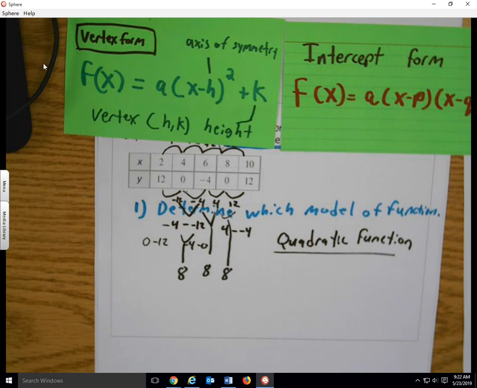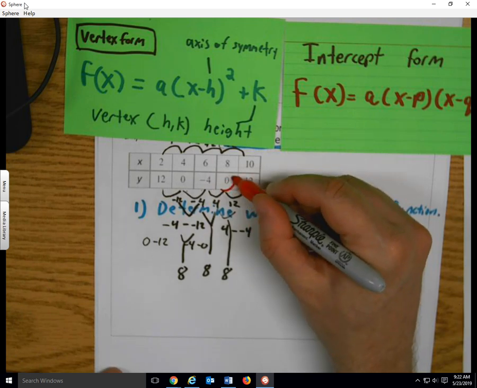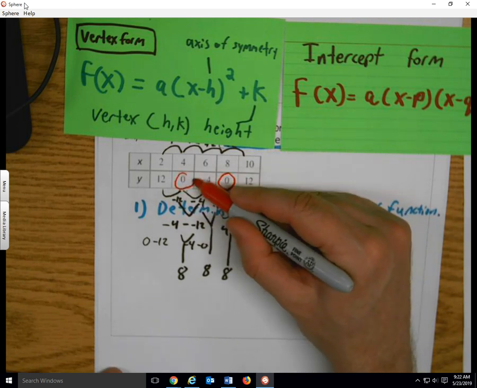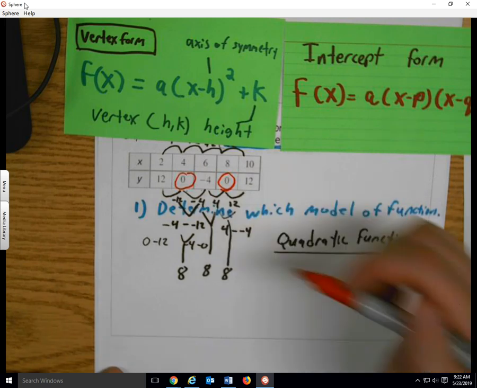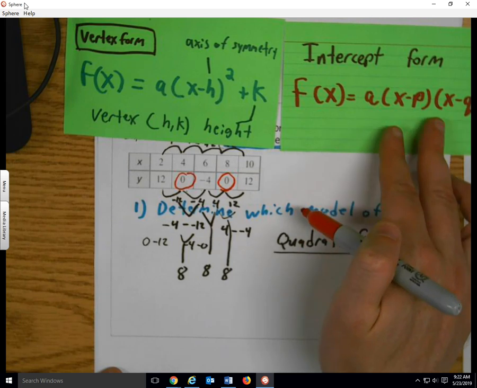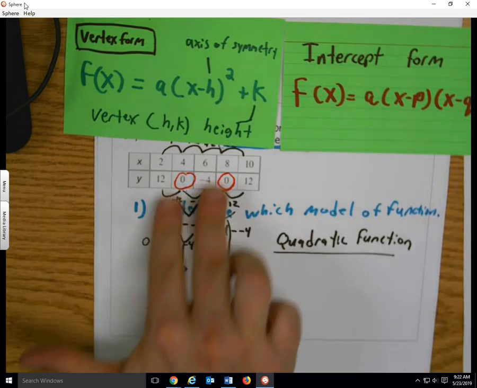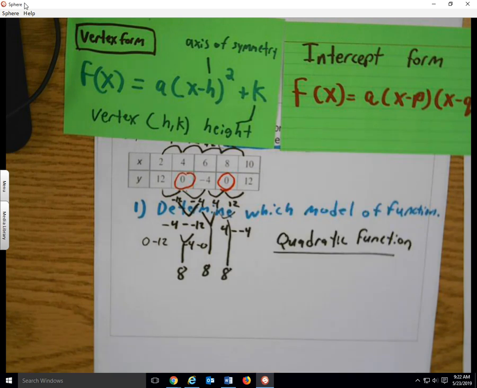Well, one thing I'm going to notice this time is that there's two sets of zeros. And remember, when you have zeros, that's going to be set up more for the intercept form. So this one, I could use these points, substitute them into the intercept form, and I should be able to get the right answer. Let's give it a try.